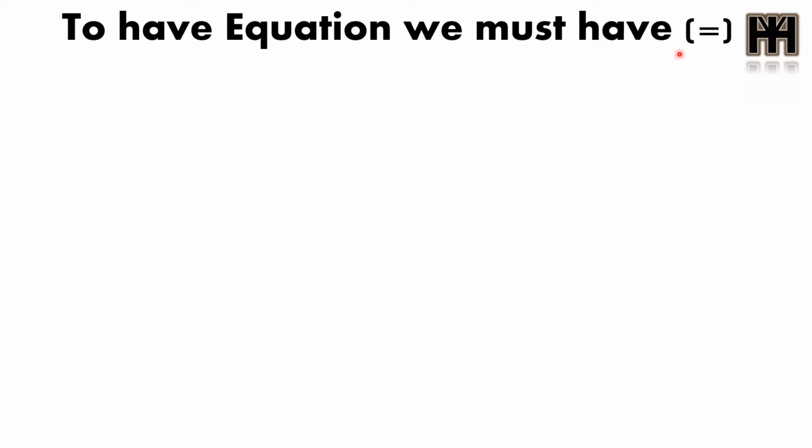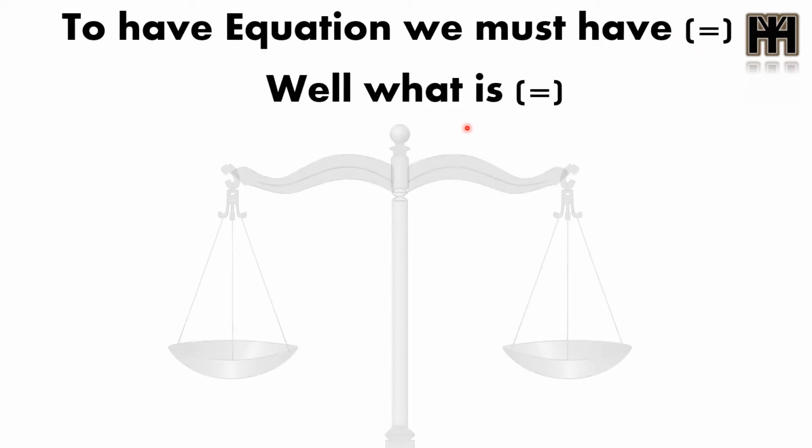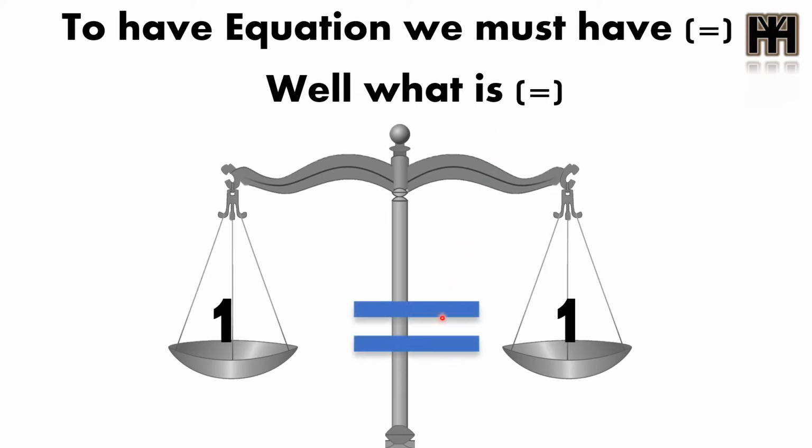To have an equation, you must have an equal sign. Well, what is the equal sign? It indicates that both sides are equal to each other, like the left hand side is equal to the right hand side, as 1 is equal to 1. But if anything happens in the left hand side, it must appear in the right hand side. If we add 1 to 1, it will be equal to 2. Okay?